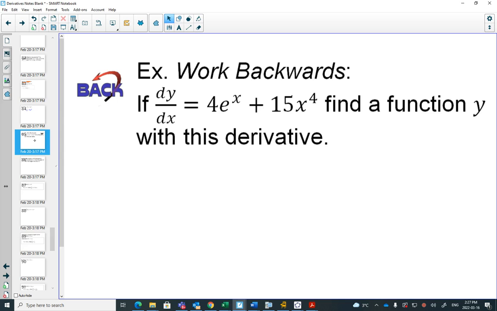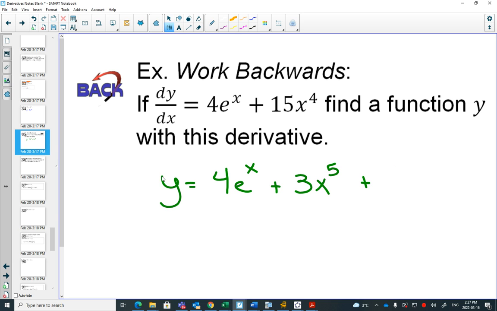So now you're working backwards. Working backwards with 4e to the x would still be 4e to the x. And working backwards, you could have any number you want added at the end. No problem. So as soon as we have a new function, we can do all the mathematics that we had up till now with this new function.